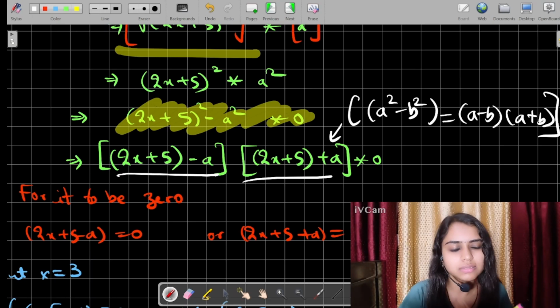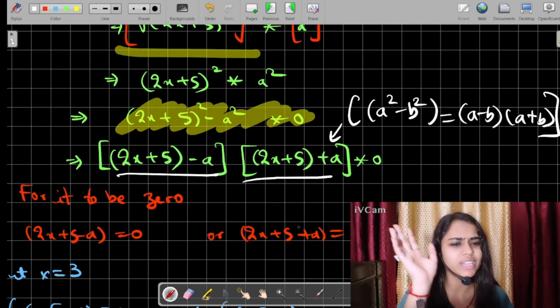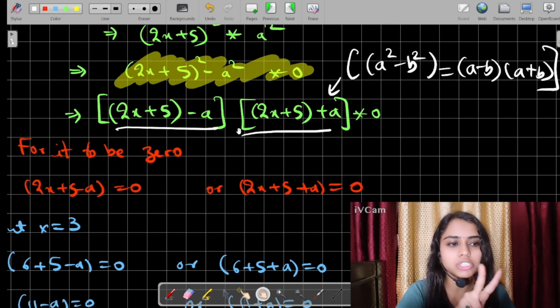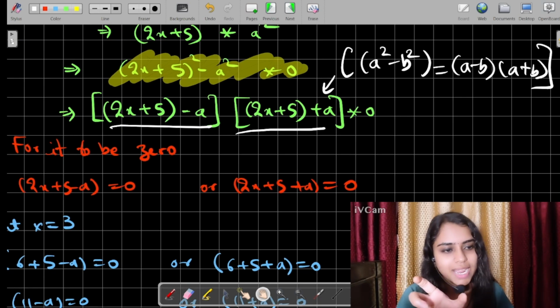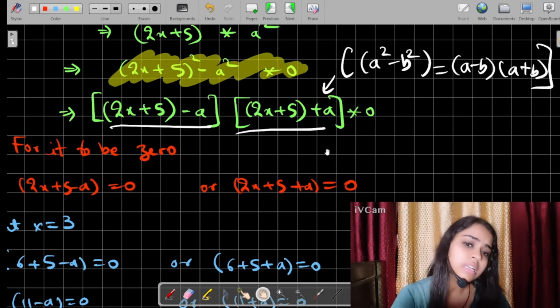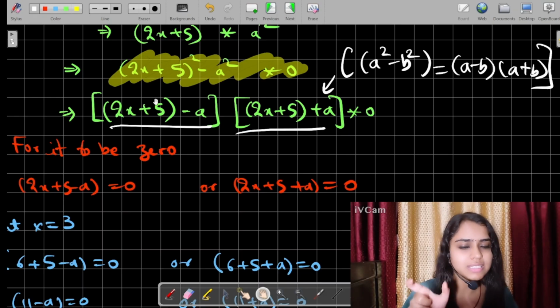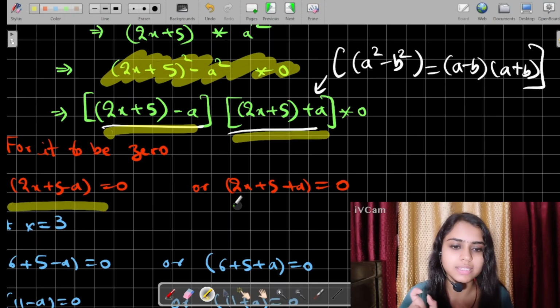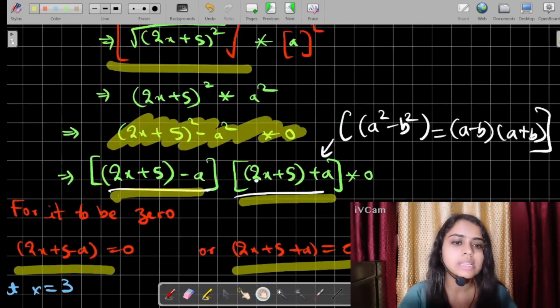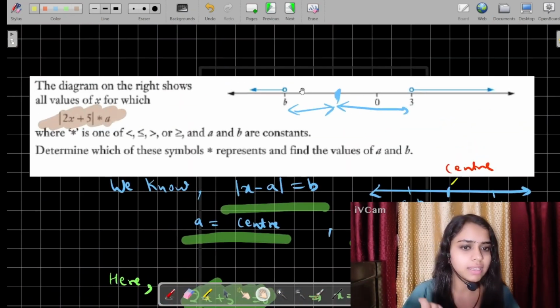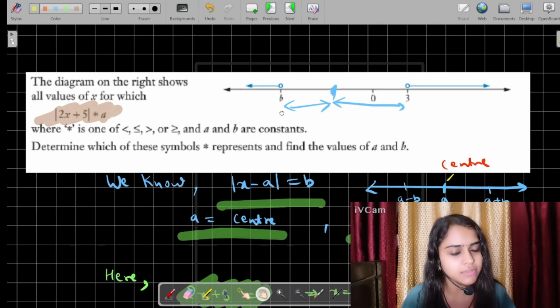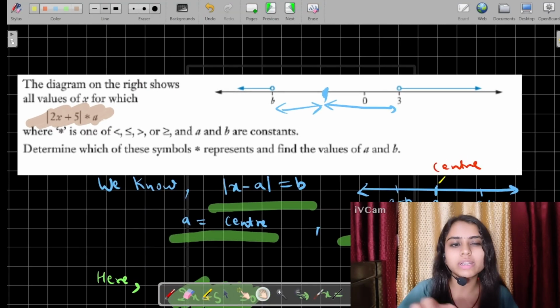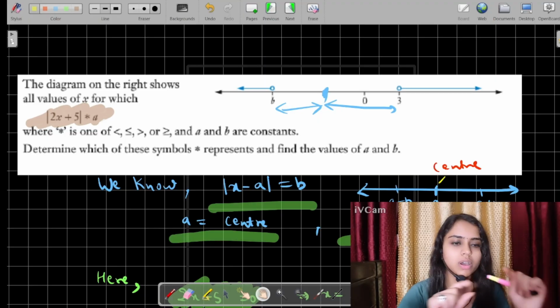Now for the sake of convenience, what I'll do is equate it to 0. Now the product of two numbers is 0. The first bracket is some number, the second bracket is some number, and their product is equal to 0. It means either the first bracket is equal to 0, or the second one is equal to 0. Let's take them individually. Now let's go back to the number line. Here I have 3, here I have negative 8. Though they are not included, let's see how it proceeds.